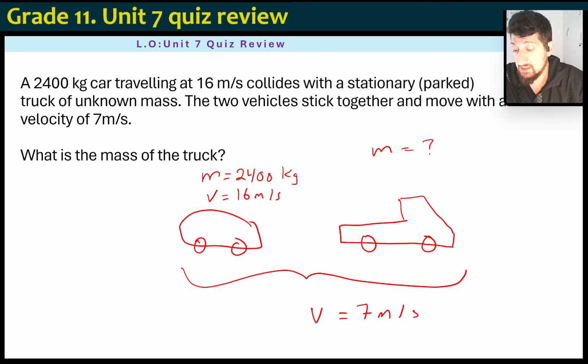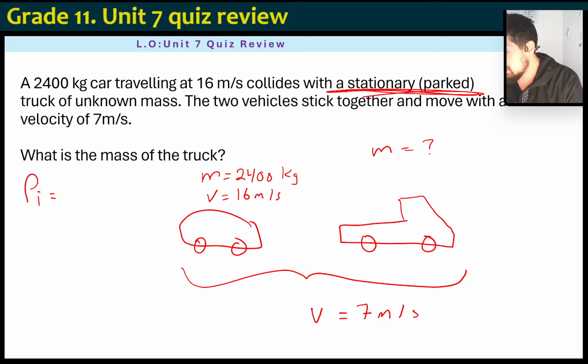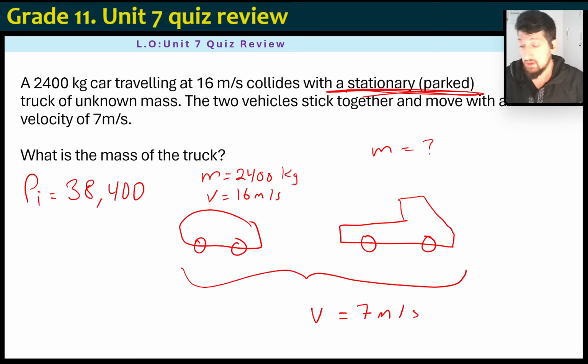And it's very easy. Remember, momentum before equals momentum after. Now, lucky for us, the truck wasn't moving. It was stationary. It was parked. So what that means is the total momentum of the system before is equal to the momentum of the car, which is 2,400 times 16. So the total momentum before, P initial, is equal to 2,400 times 16, which is 38,400. And so it's going to be the same after, right?